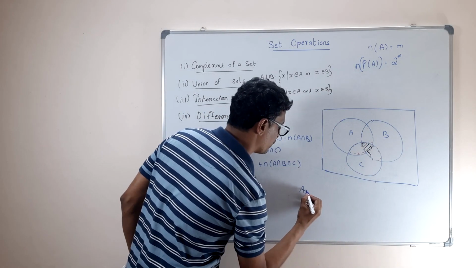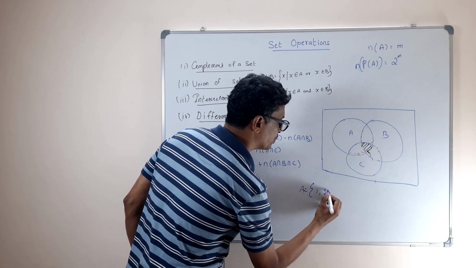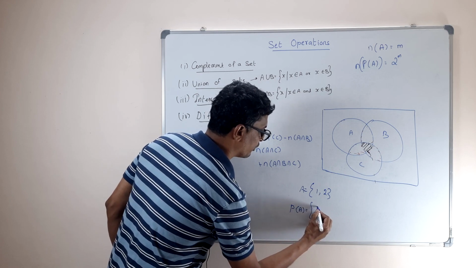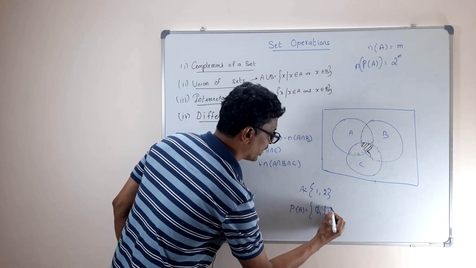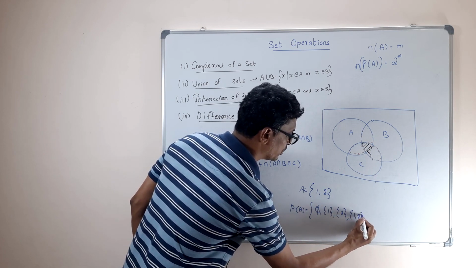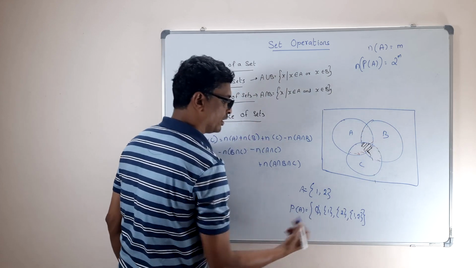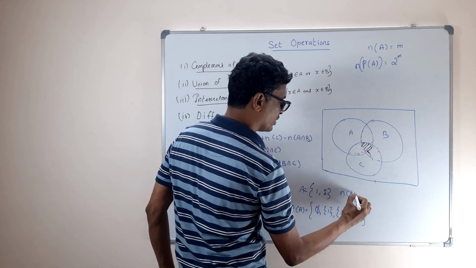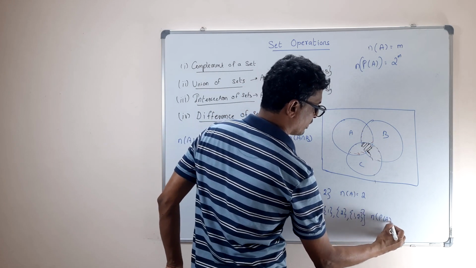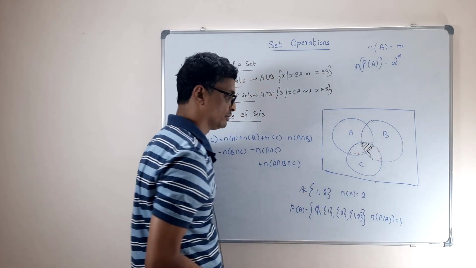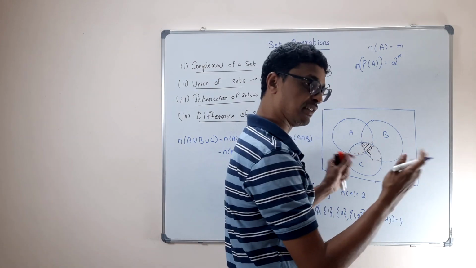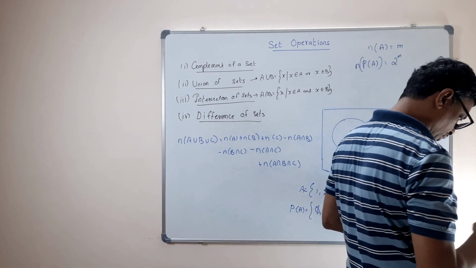Suppose A is equal to {1, 2}. Then the power set will be what? {1}, {2}, {1, 2} and the null set. The first one is the null set, then {1}, {2}, {1, 2}. So what is the cardinality of this one? n of A is equal to how much? 2. And n of P of A is 4. Is that correct? Because it is 2 to the power of 2. You do it for 3, you will get the same thing. So this is property 1.